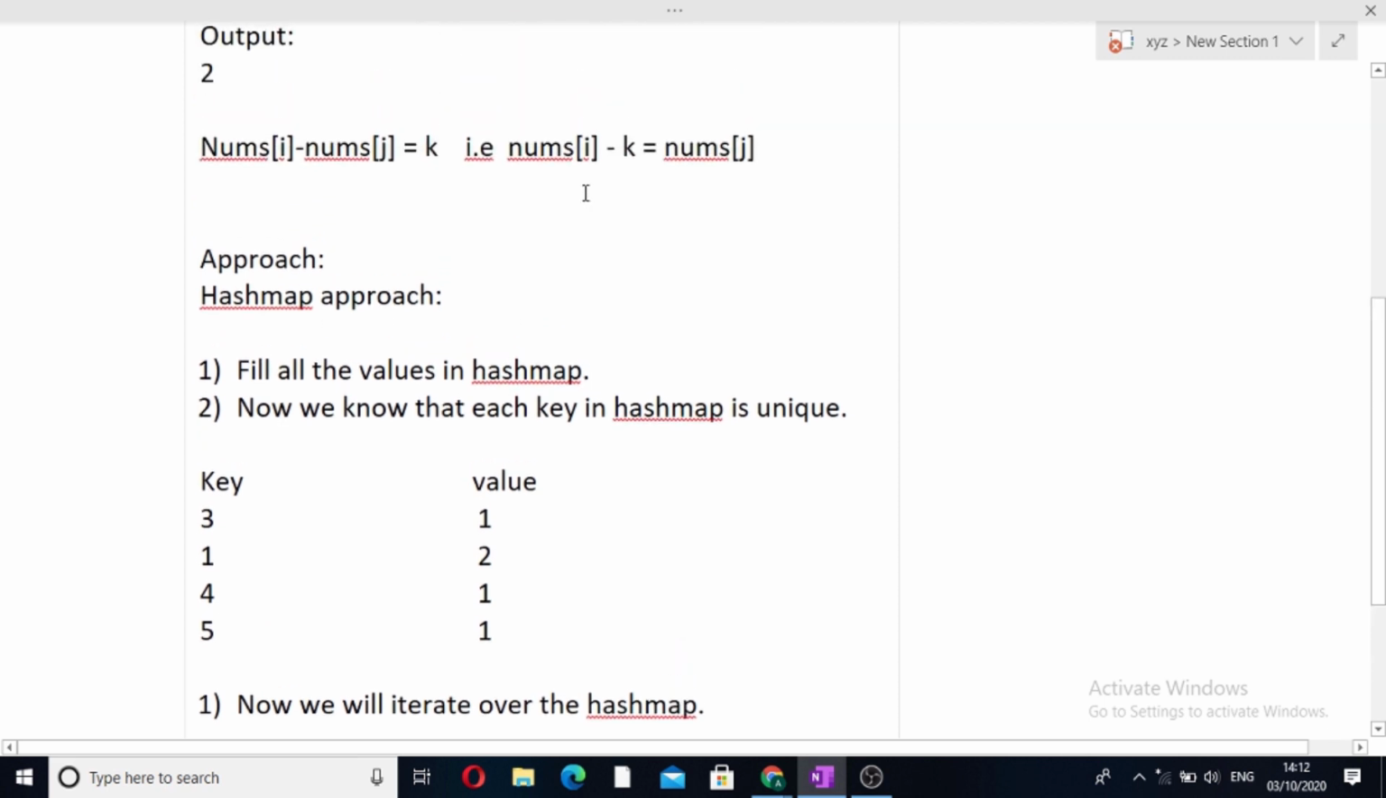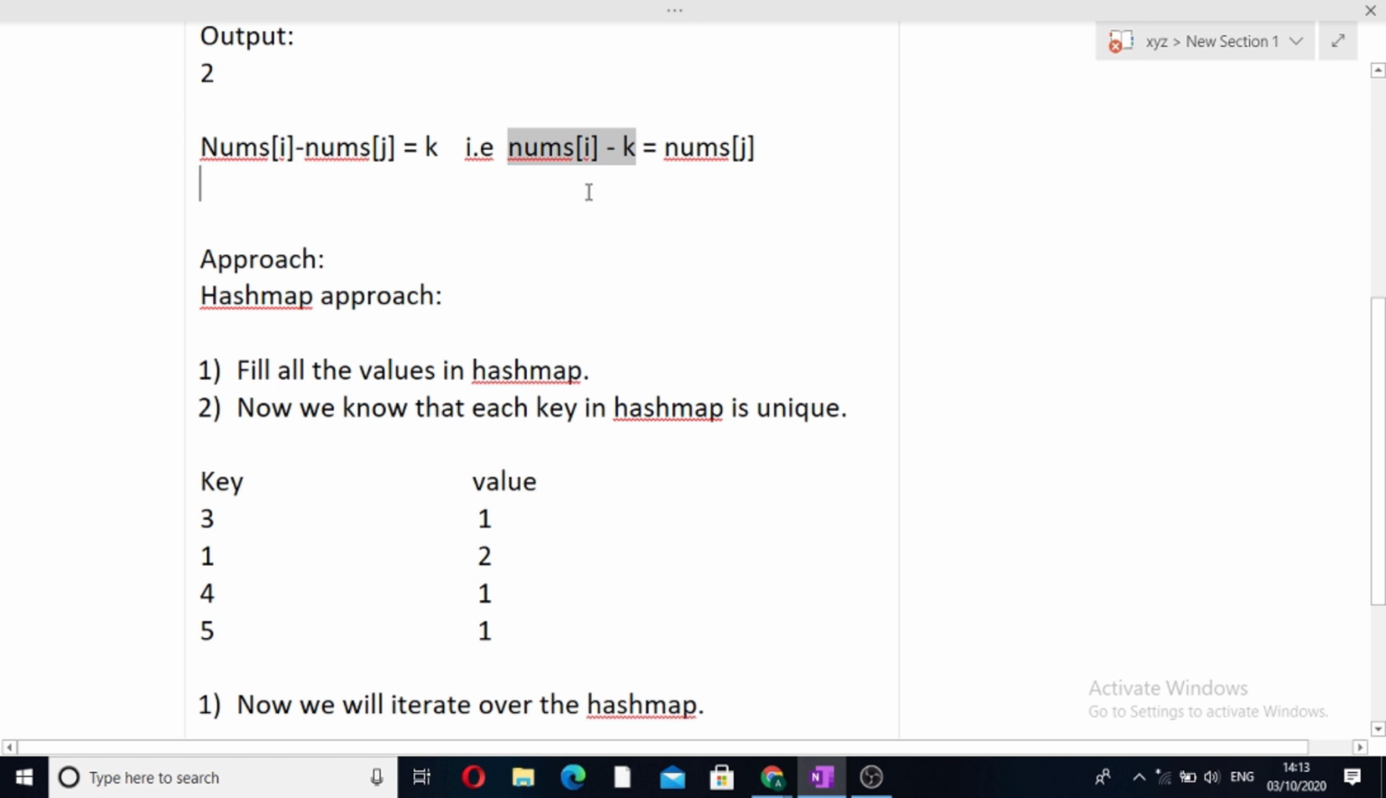See, our formula which we have to use is nums[i] minus k is equal to nums[j]. We have to find whether there exists a value in the array in which this condition is fulfilled, that is, nums[i] minus k equal to nums[j].